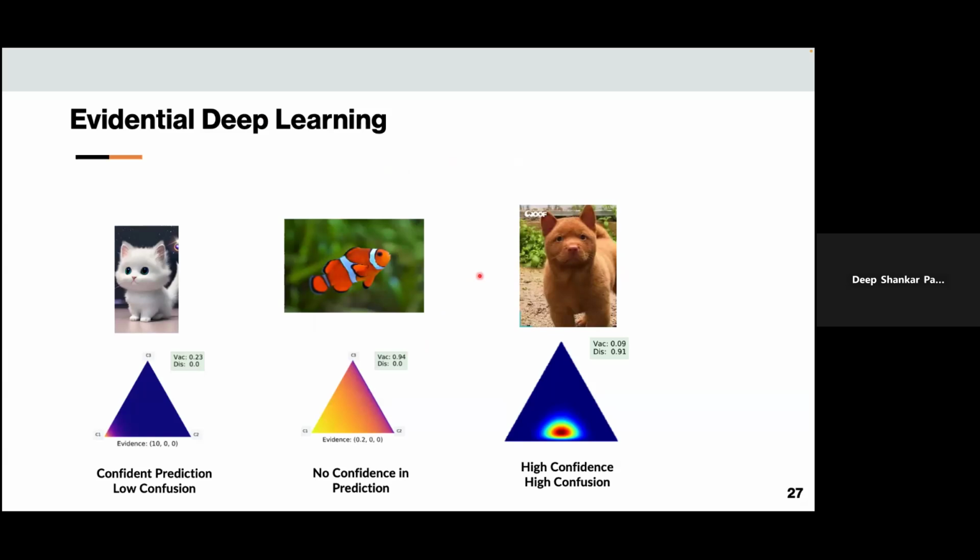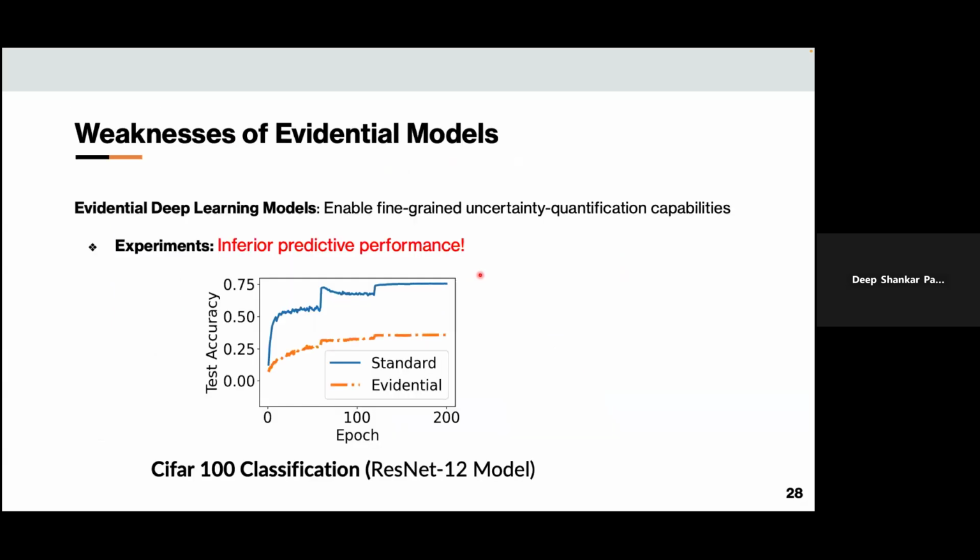We carried out experiments with evidential deep learning models, and what we found was that when we tried to scale the evidential models to a large-scale dataset, CIFAR 100, using a ResNet 12 model, we observed that even though it has good uncertainty quantification capabilities, its performance is quite low compared to the standard models. There is a big gap between the standard models and the evidential models. These standard models don't have the uncertainty quantification, but their performance is quite high, whereas the evidential model's performance is almost half in one of these settings.